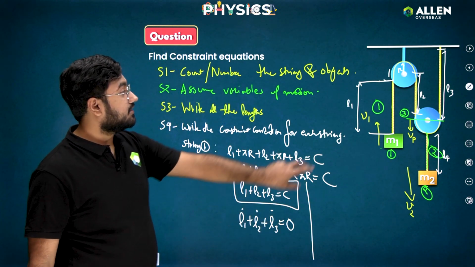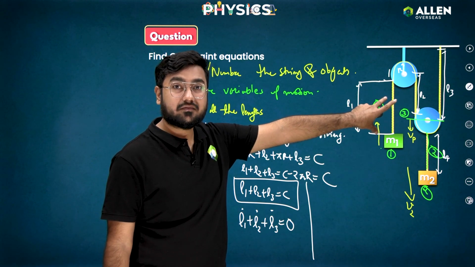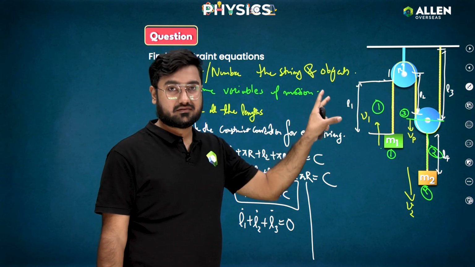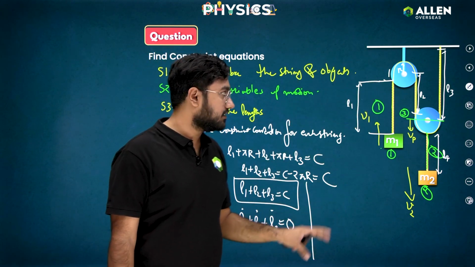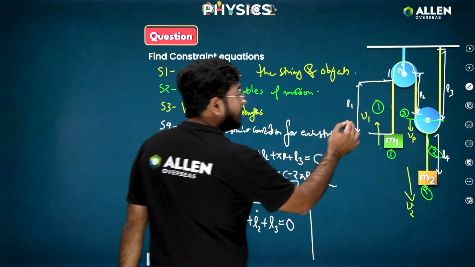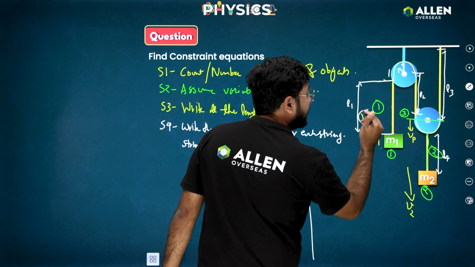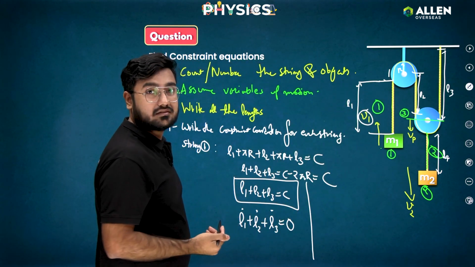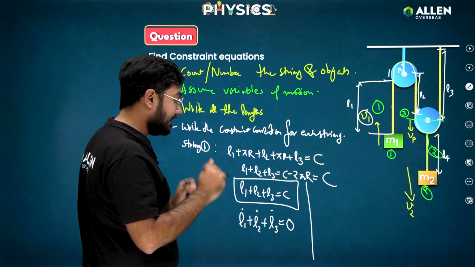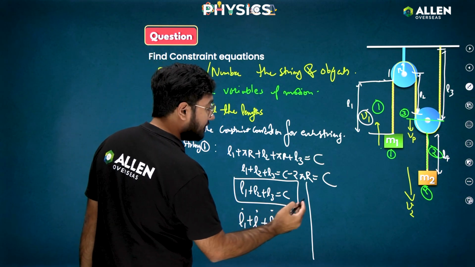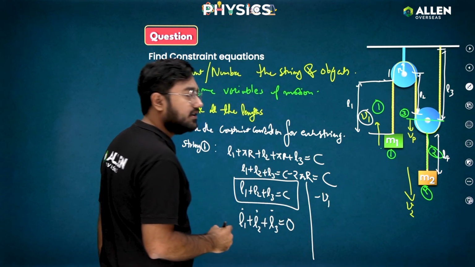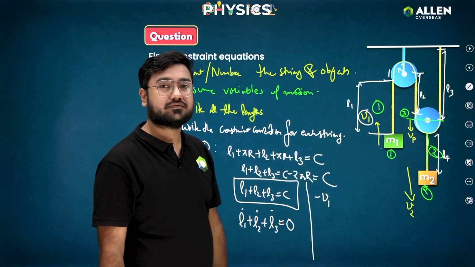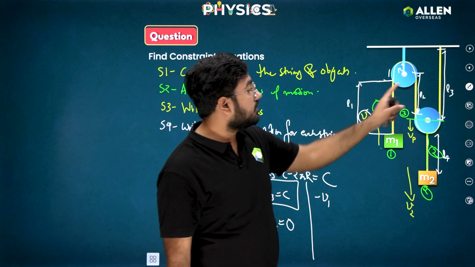What is L1 dot? The length with which L1 is changing, right? Or the rate with which L1 is changing, right? So V1 is trying to decrease the length. So what will be L1 dot? It will be minus V1. Agreed? Decrease the length.